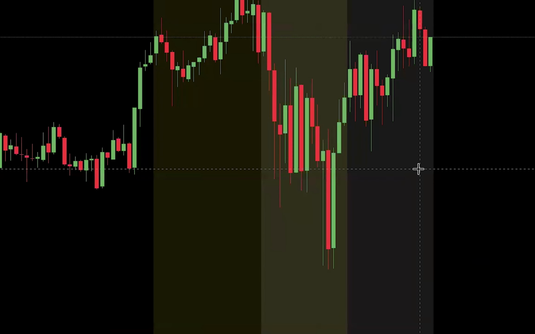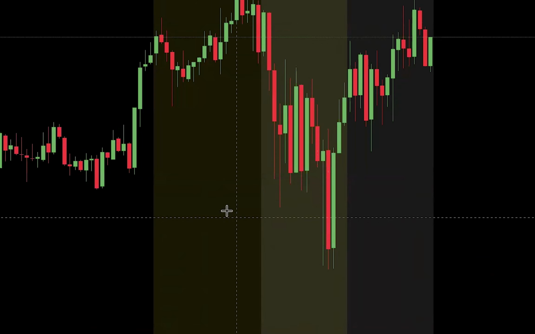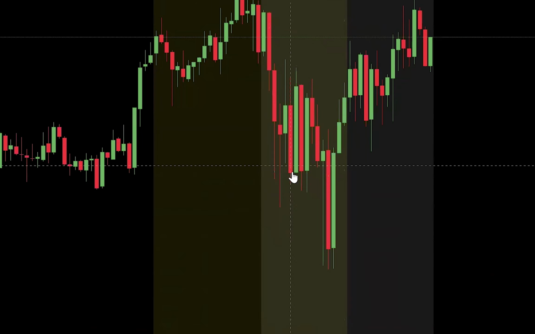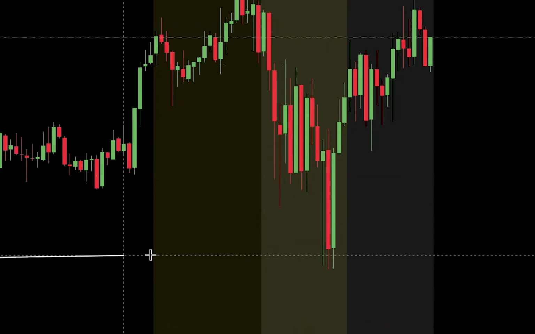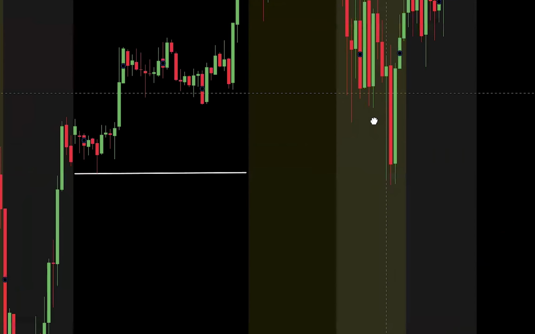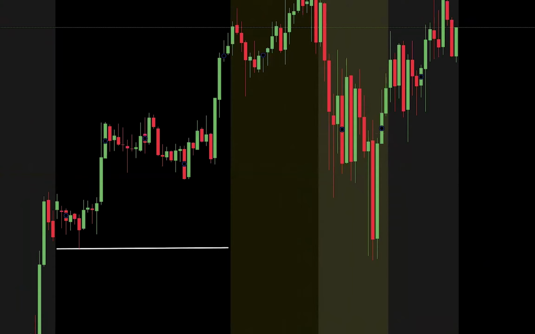Here's another example. This move happened yesterday. I actually lost on this trade because I got in on the first sweep of London, but then price went to go sweep Asia as well. So we have Asia low, which is right here, and then price comes down, sweeps it. So that's an example of a session-based sweep.